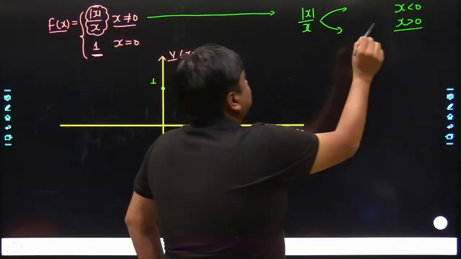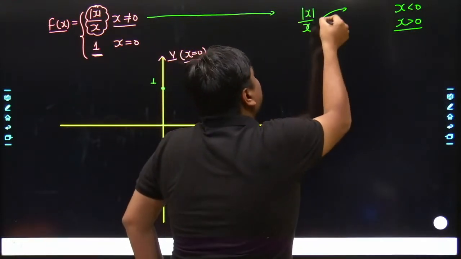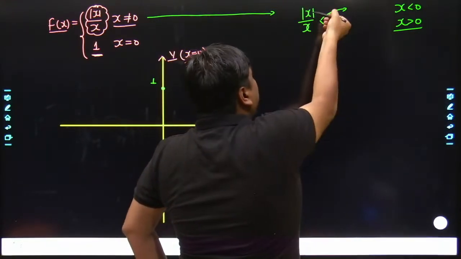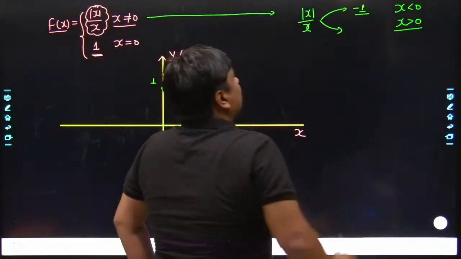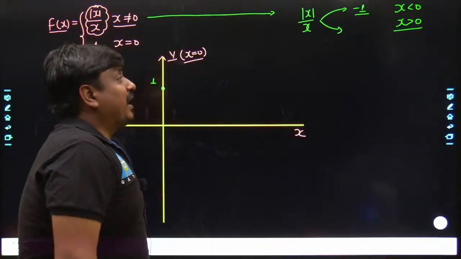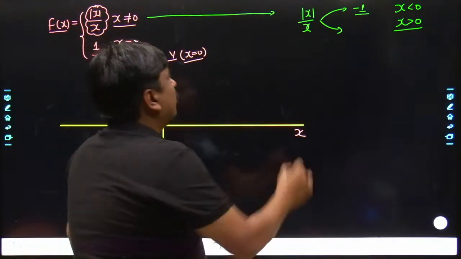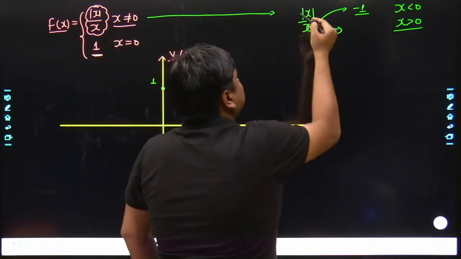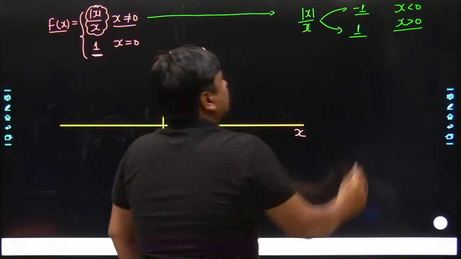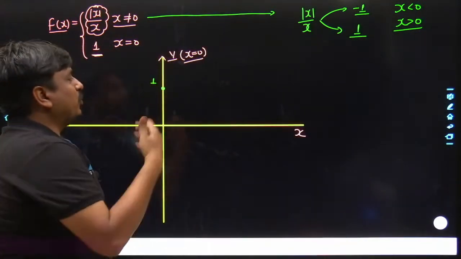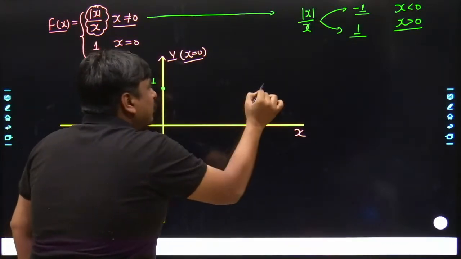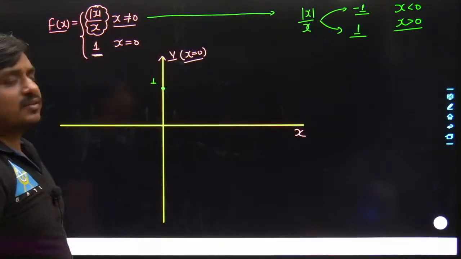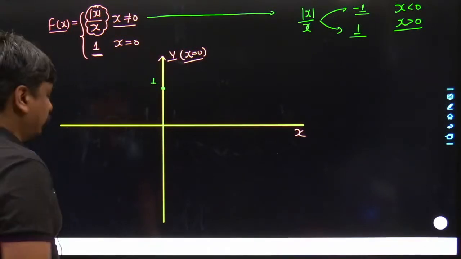When x is less than 0, which we have seen earlier, mod of x would be treated as minus of x. Minus of x divided by x would be simply minus 1. Similarly, if I take the reference of x where x is greater than 0, mod of x would be treated as x alone, and x divided by x would be simply equal to plus 1. That means for positive values of x, it would be treated as plus 1, which would be a DC component. Similarly, for negative values of x, it would be treated as minus 1.